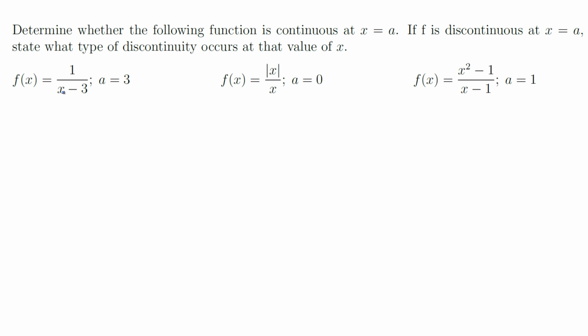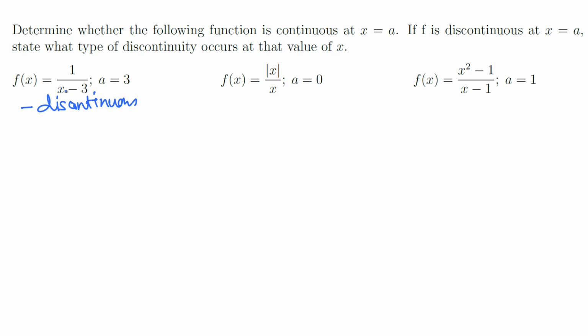If we plug in 3 here, we get 1 over 3 minus 3, which is 0. 1 over 0 is undefined. That means this function f is discontinuous at 3. So we can say discontinuous at 3. Now we need to determine the type.